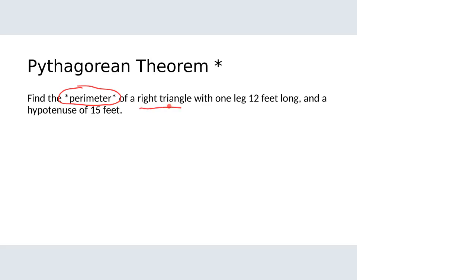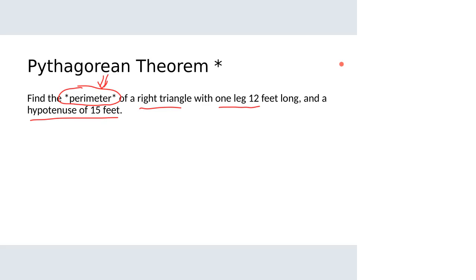We're told we have a right triangle. We know what one of the legs is. We know what the hypotenuse is. So I can use the Pythagorean theorem to find the other leg. We just did that. But this question didn't ask what's the length of the other leg. What it said is, what is the perimeter of that right triangle?